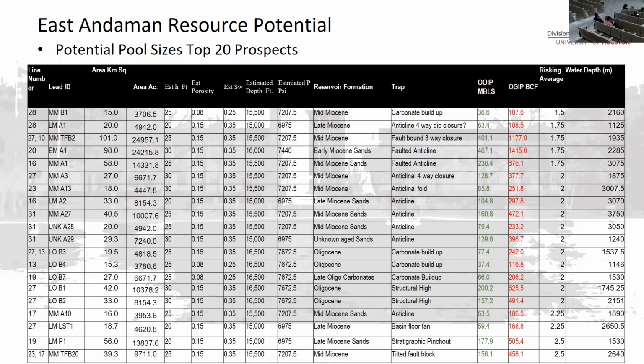Similarly, on the gas side, and I should mention, obviously the shows and everything are kind of indicating that this may be more of a gas-bearing basin. So this is maybe more valid to look at the gas potential. But the potential is quite significant, up to 1.4 trillion cubic feet of gas in one particular structure. Again, that's a world-class play. There's no doubt about it.